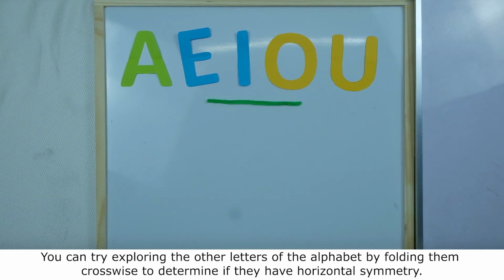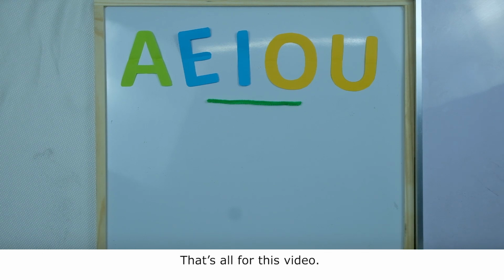You can try exploring the other letters of the alphabet by folding them crosswise to determine if they have horizontal symmetry. That's all for this video.